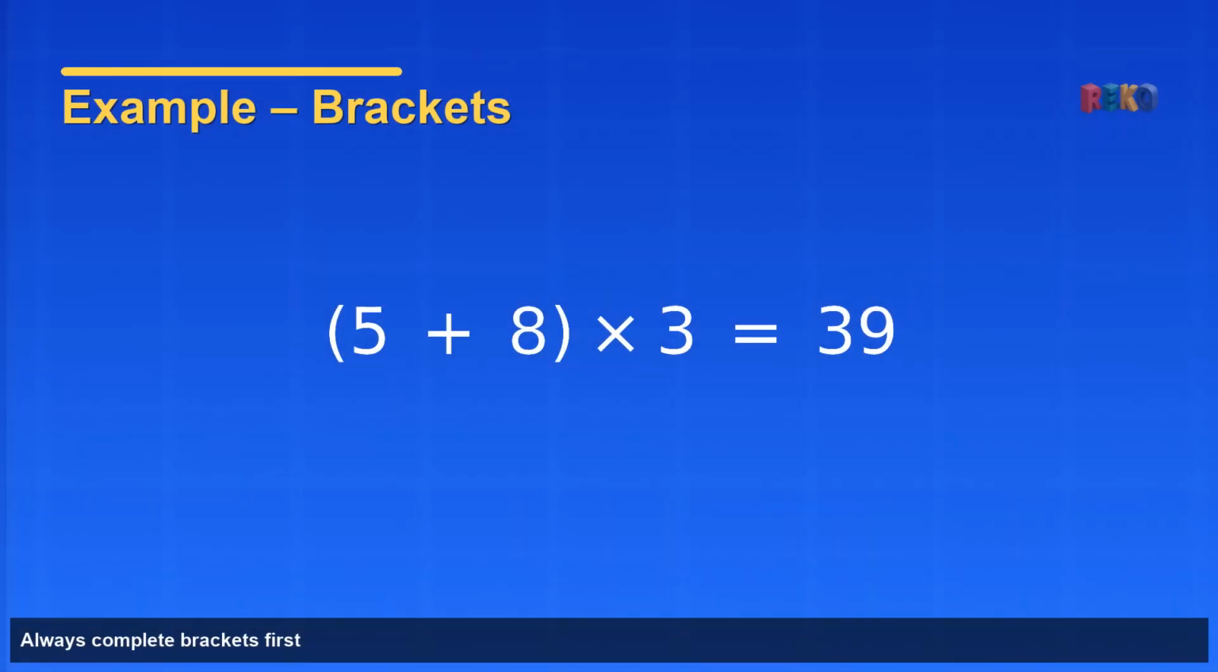In this example, the brackets come first. Inside the brackets, 5 plus 8 equals 13. Once that part is complete, we multiply the result by 3 to get 39. If we ignored the brackets and multiplied first, we'd get a completely different answer. That's why following BIDMAS always starts with the brackets.